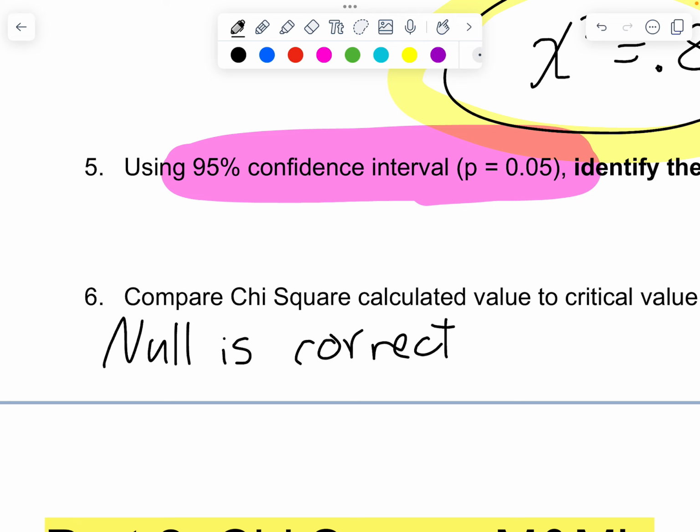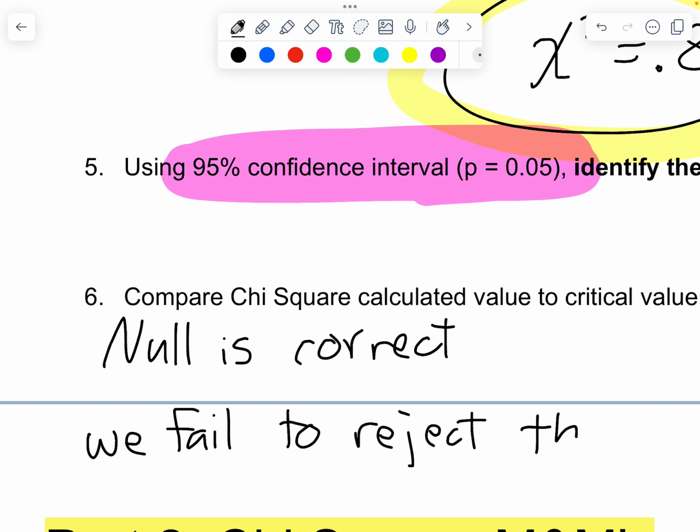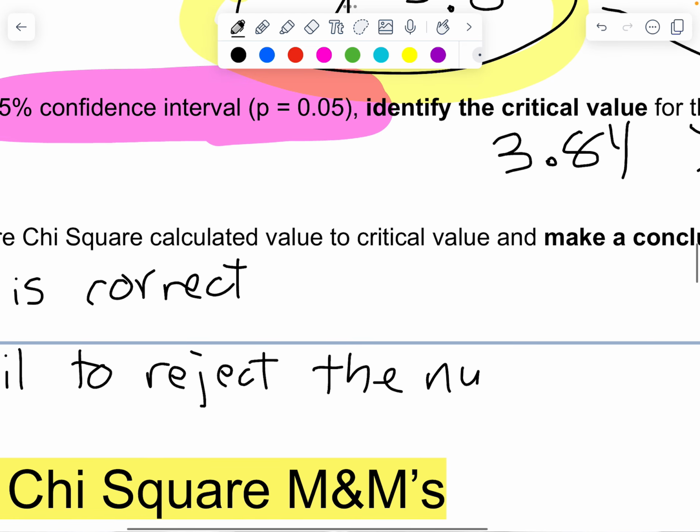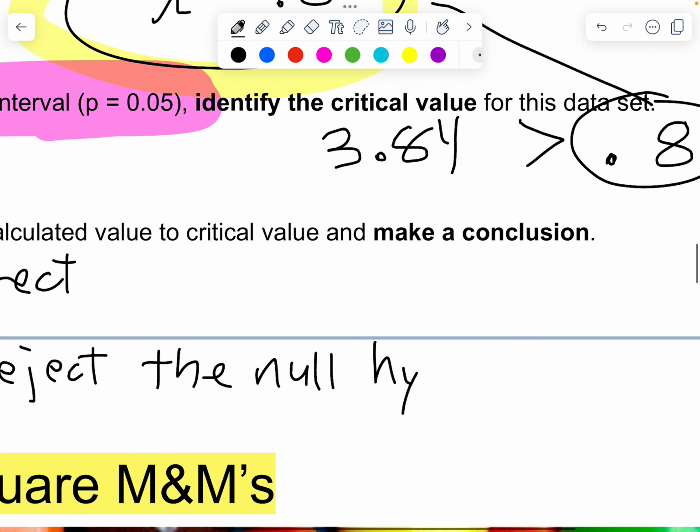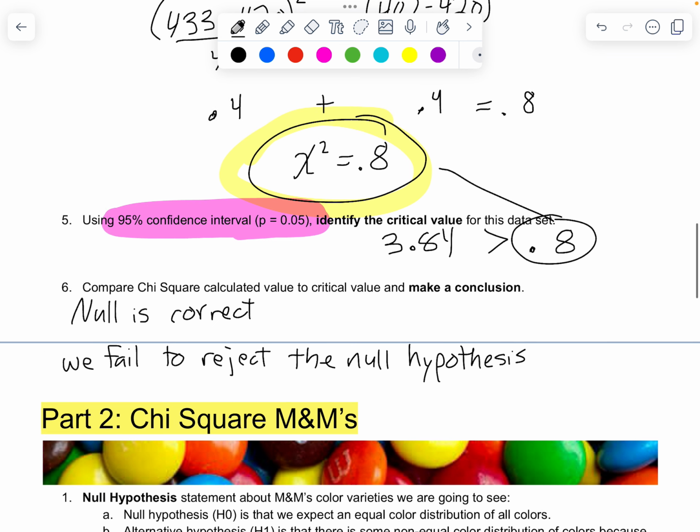Now, another way to say this, and I know this is going to sound goofy, is saying the same thing but differently: we fail to reject the null hypothesis. I know that sounds weird, but it's basically saying the same thing. You're saying the null is correct, or you're saying we failed to reject the null hypothesis. That would be the more appropriate way to say that. Both of them are kind of saying the same thing.